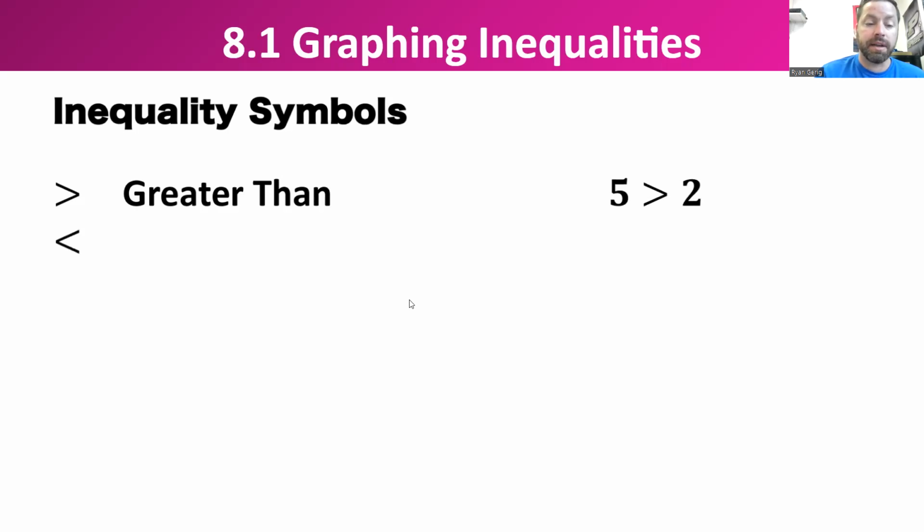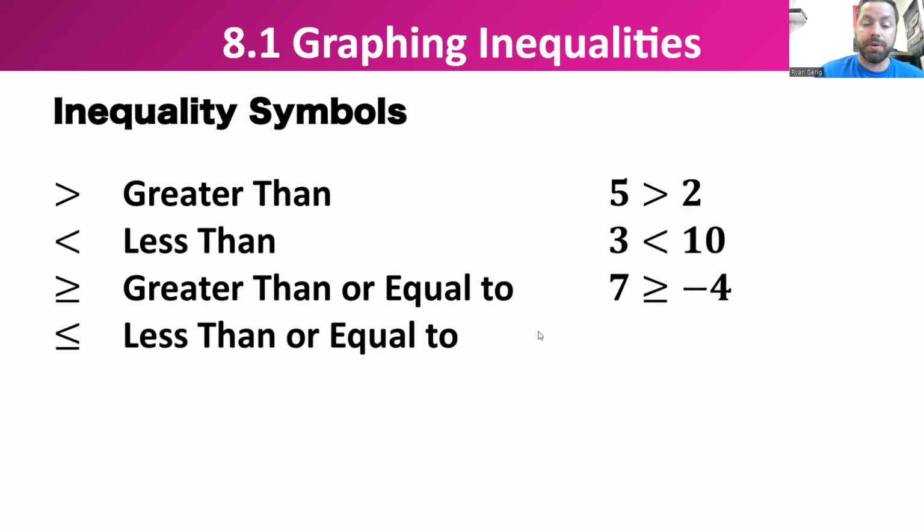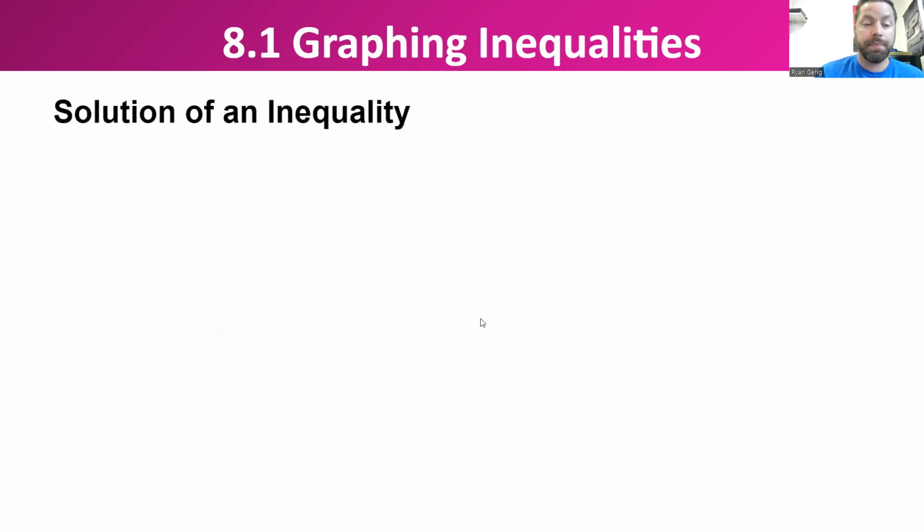The opposite of greater than is less than. Another example is 3 is less than 10. There are 2 more symbols that are very similar. This one is greater than or equal to, and an example is 7 is greater than or equal to -4. And then less than or equal to. These are very similar to the first 2, but there's one additional thing put in there, and we're going to talk about how that plays in when we get to graphs.